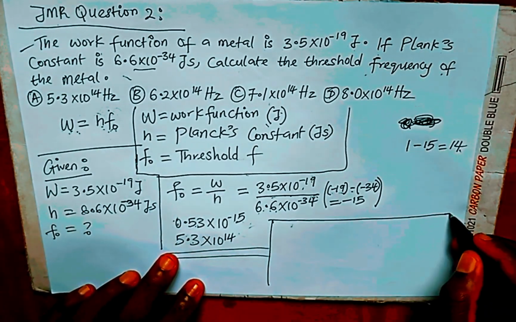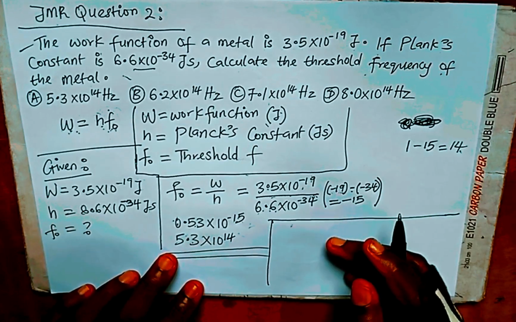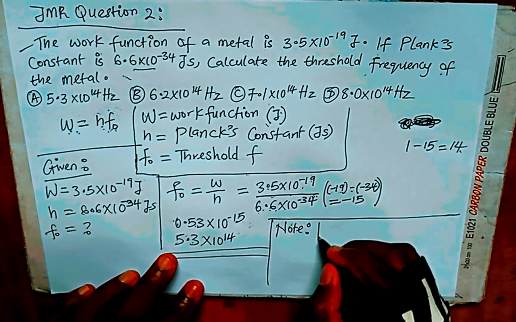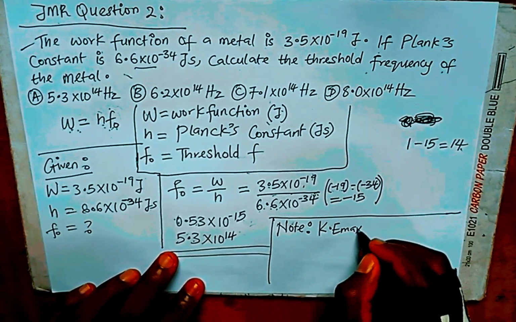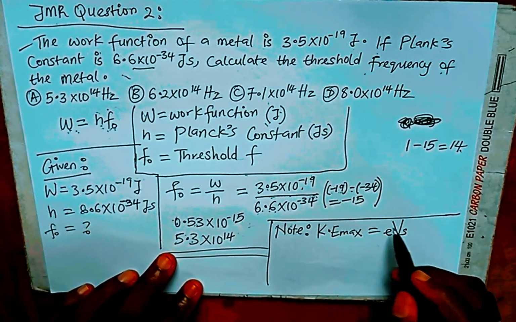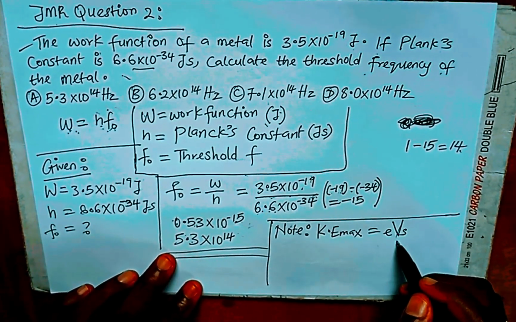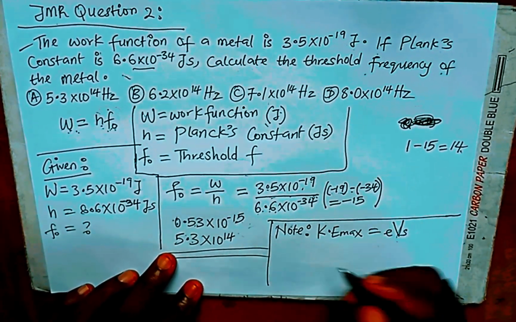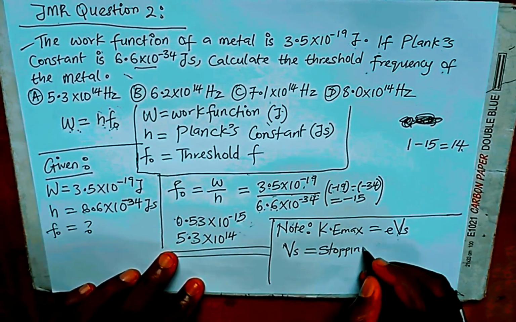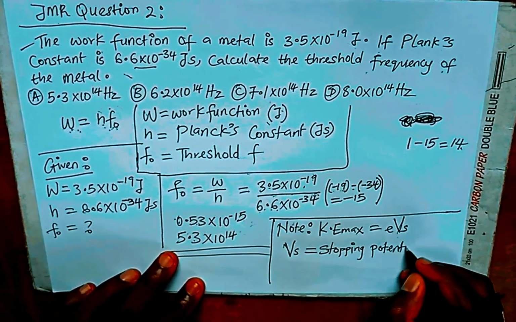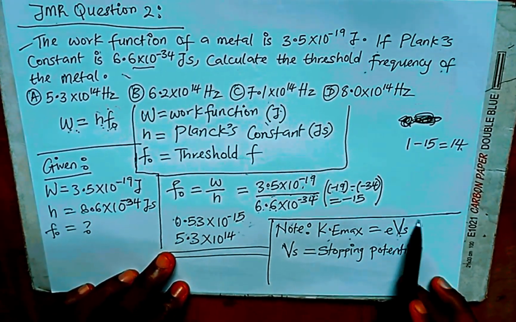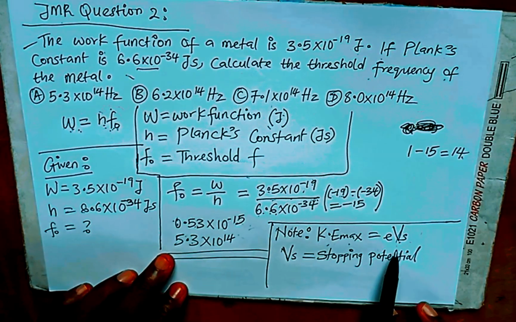Before I go, I will leave you with this small information about this topic, because this is our last question for this topic. Note something very important. Note that maximum kinetic energy is equal to e times Vs, and this Vs is the stopping potential. So maybe they ask you to find maximum kinetic energy and they give you stopping potential. Just pick this as the answer.